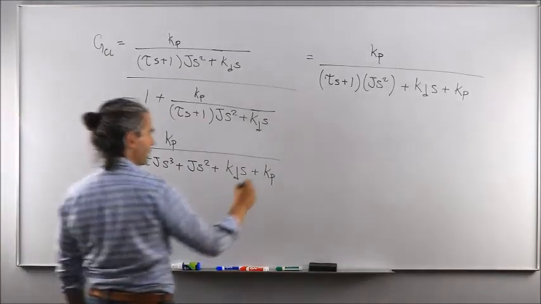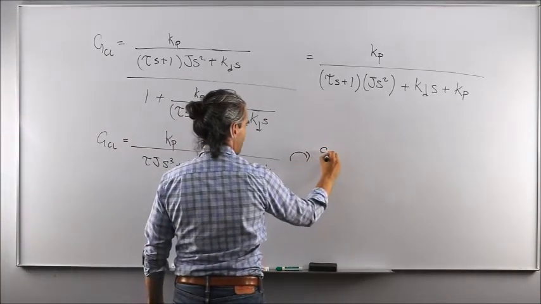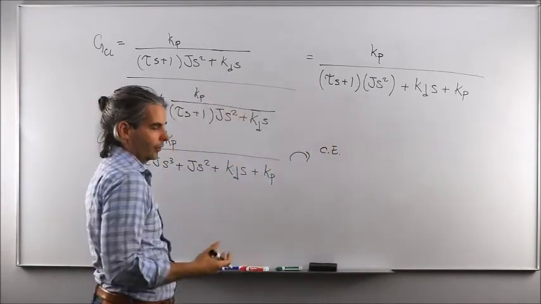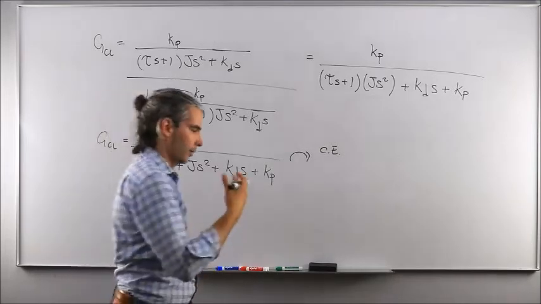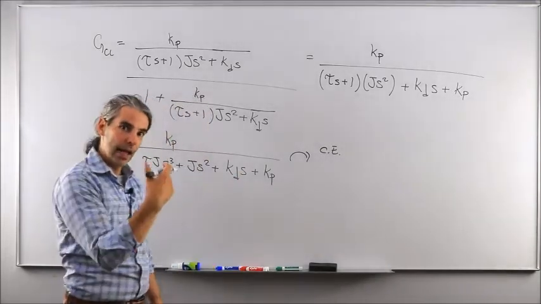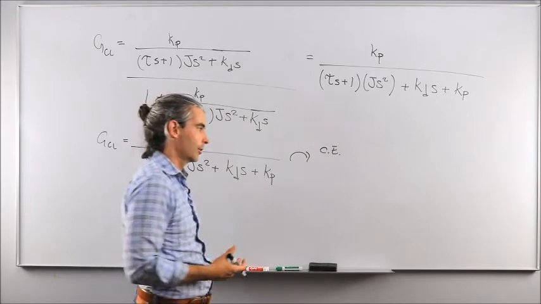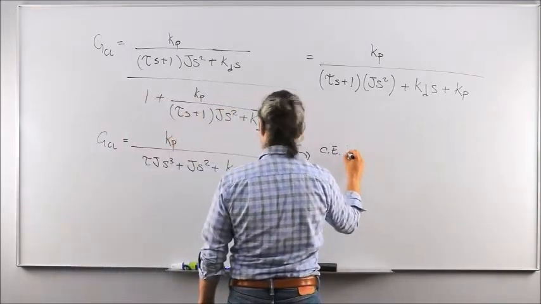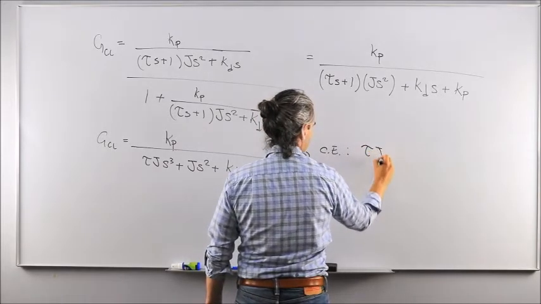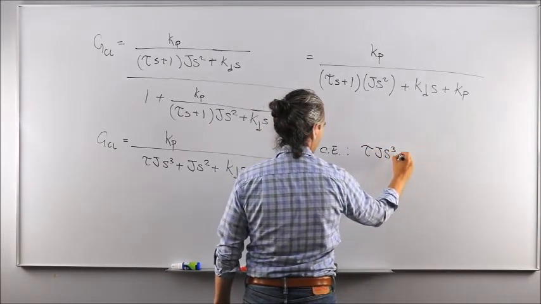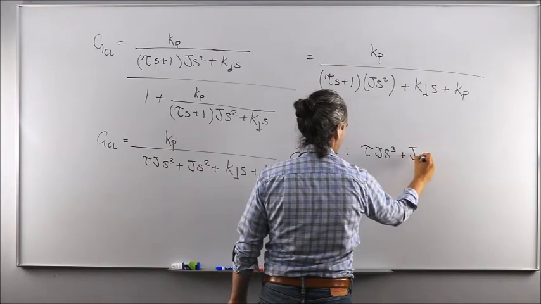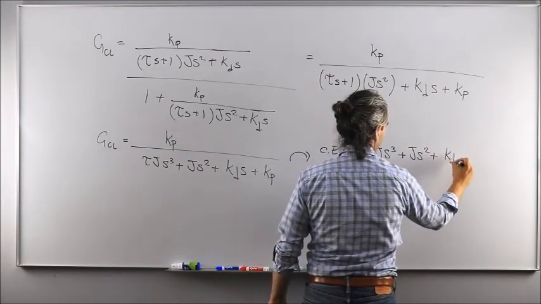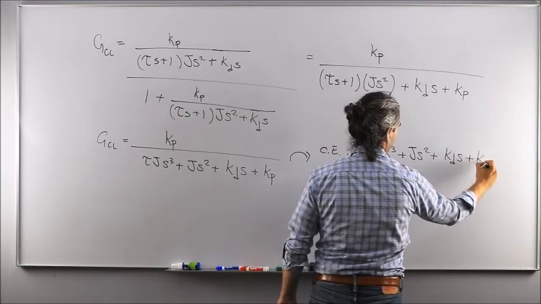which means that my characteristic equation for this closed loop transfer function, that was obtained from the double integrator dynamics, the modified PD controller, and the actuator, which has a first order transfer function in terms of response, will be equal to tau J s cubed plus J s squared plus Kd s plus Kp.